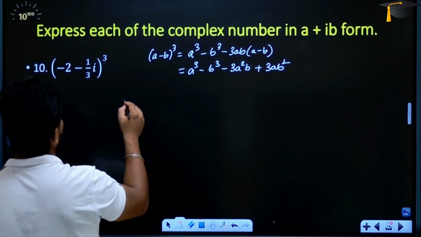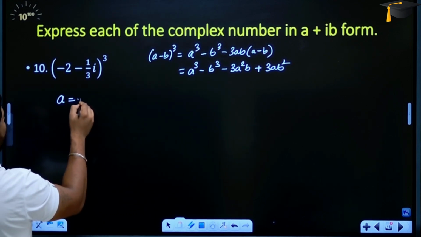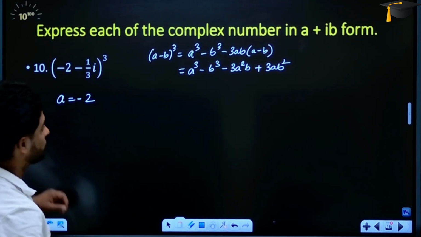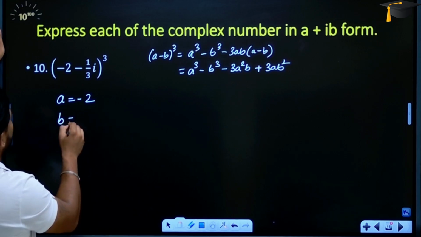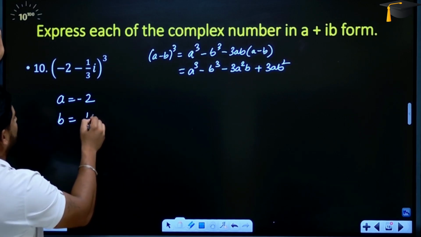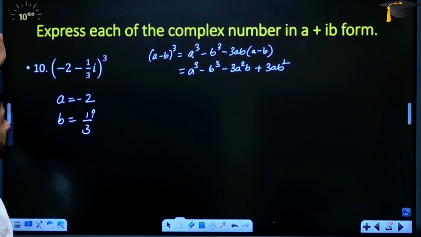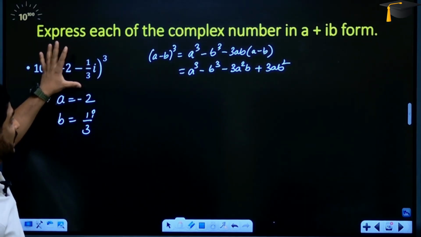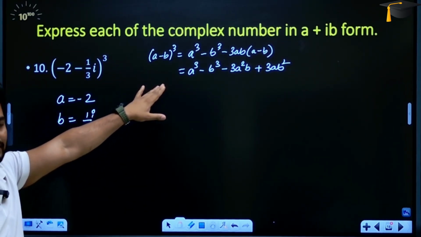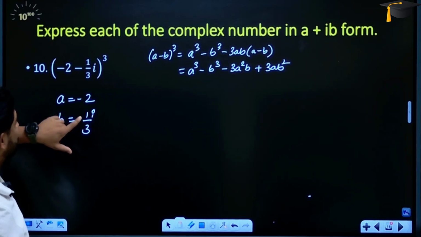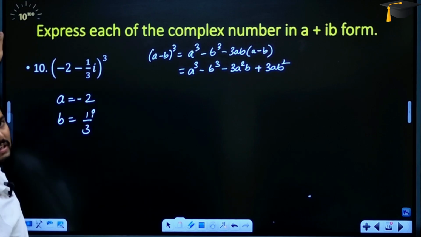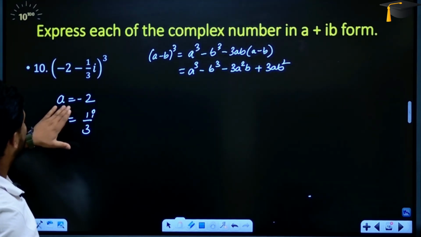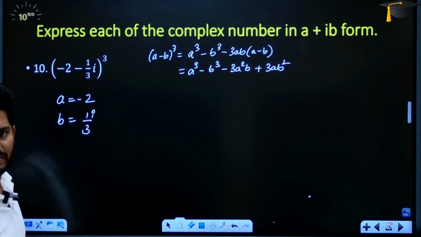Okay, here if we observe, a is minus 2, and b is just 1 by 3 i, that is, i by 3. So remember, here we should not consider the minus, because we are considering the a minus b the whole cube formula. In case we consider the minus, then we have to use the a plus b the whole cube formula. Okay, as of now a is minus 2 and b is 1 by 3 i.